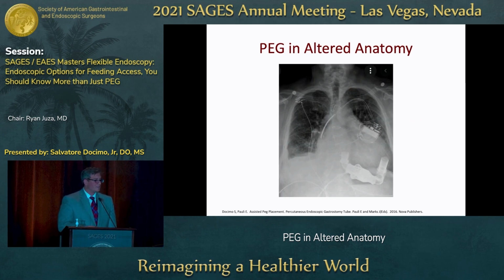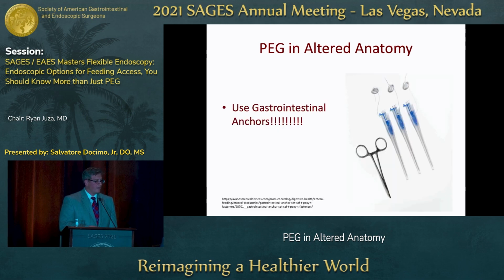And just some other altered anatomy, just some fun pictures of some patients who had PEGs put in, obviously LVAD. And again, use fluoroscopy, just get the scope into the stomach, take your fluoro, ensure that you have a nice open track, and just complete your PEG. And then finally, use gastrointestinal anchors. When you do have success in placing your feeding access, put anchors in there. If the PEG gets pulled out, you have the ability to go back in and rescue that PEG as well.